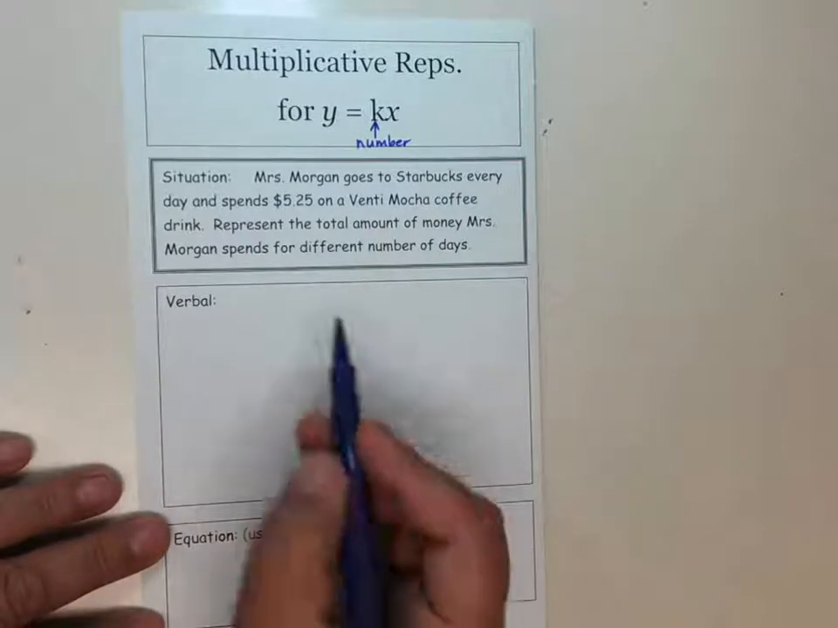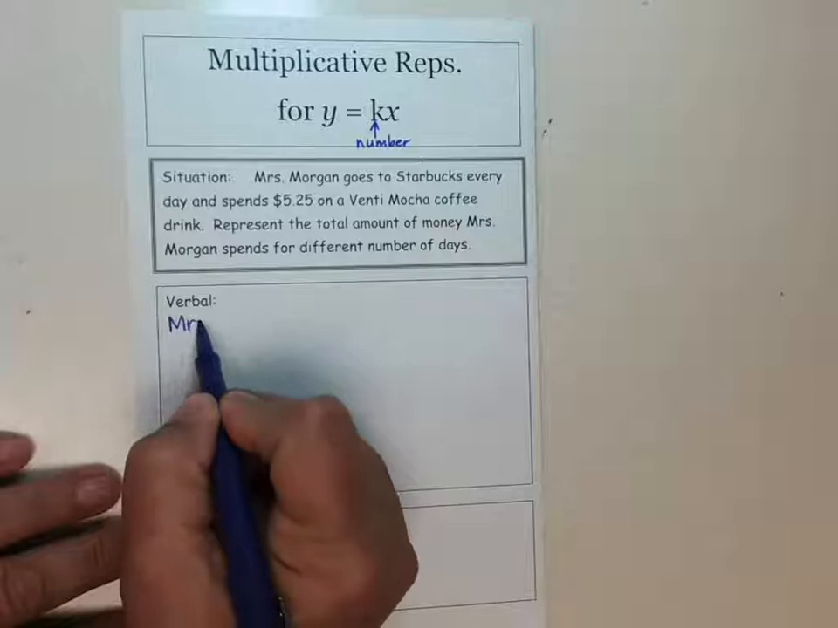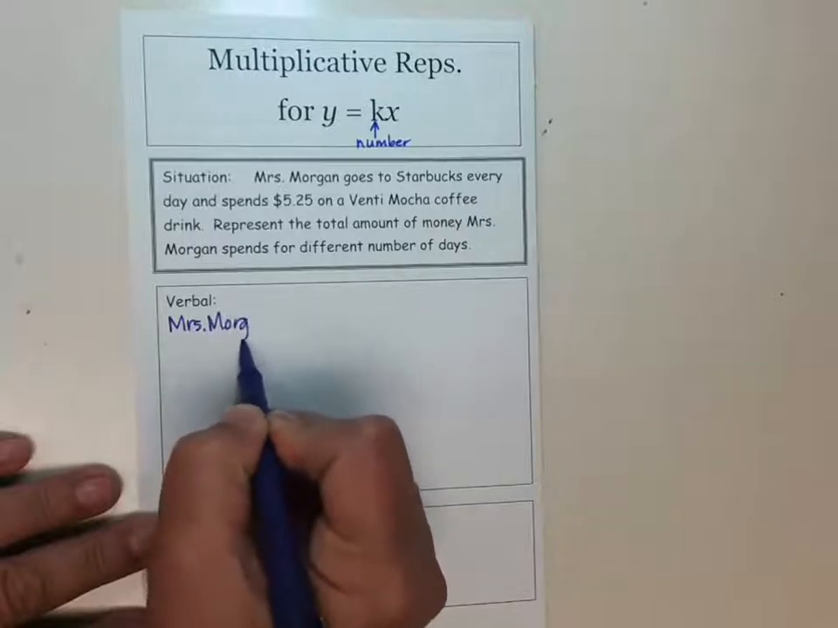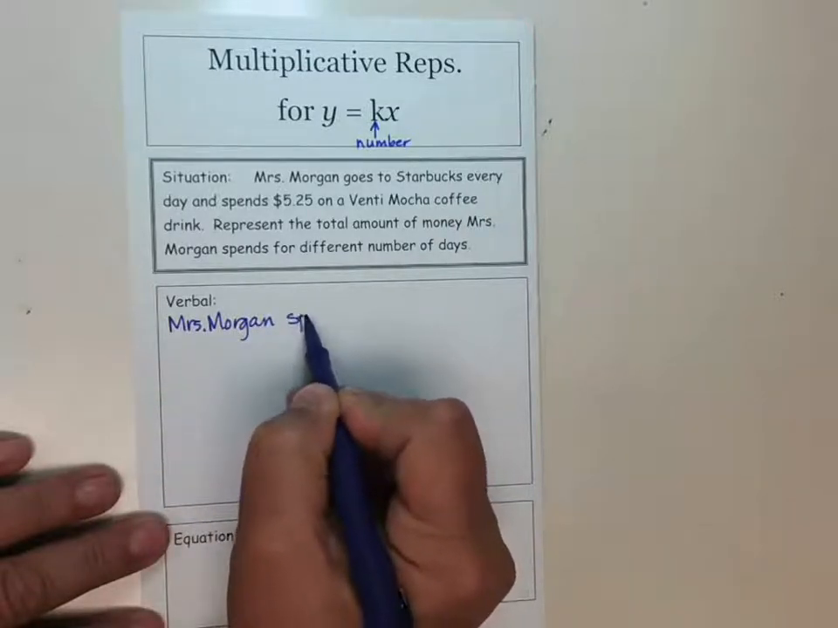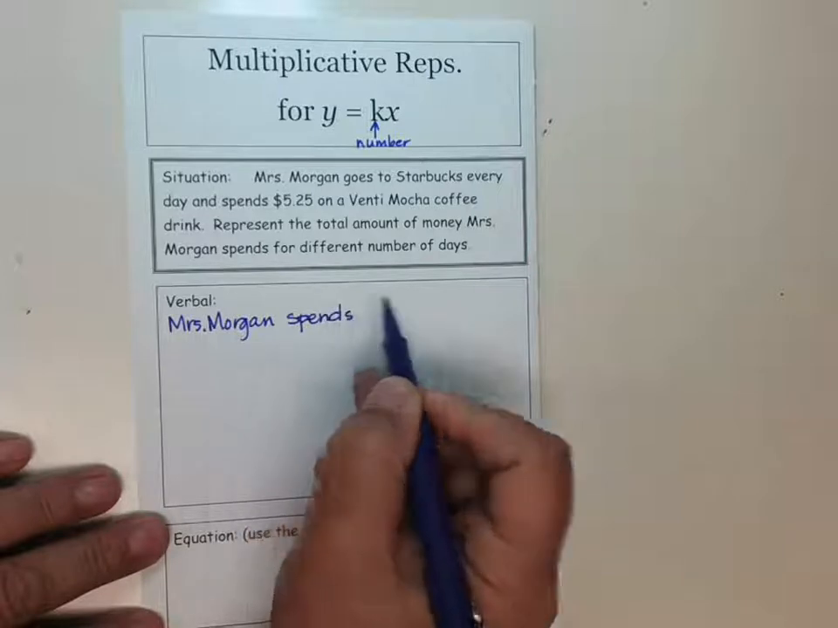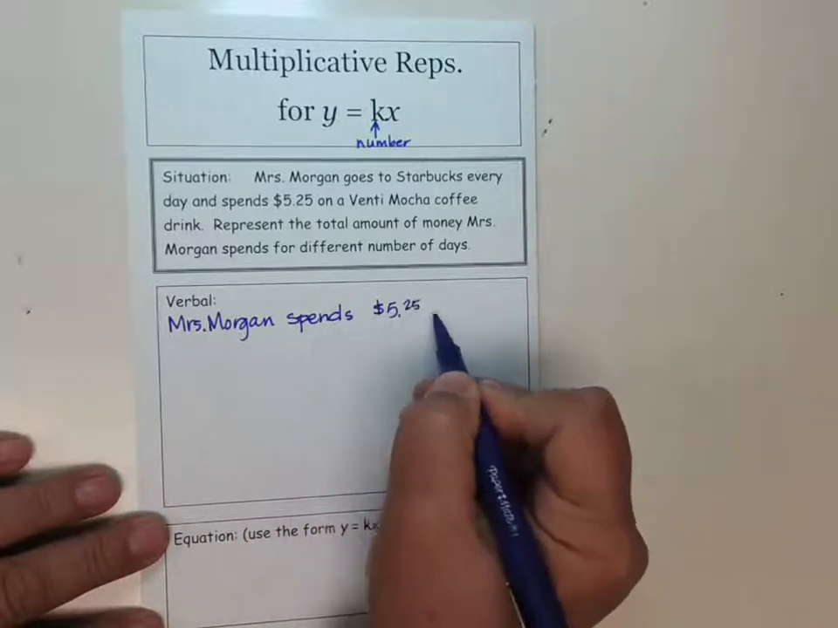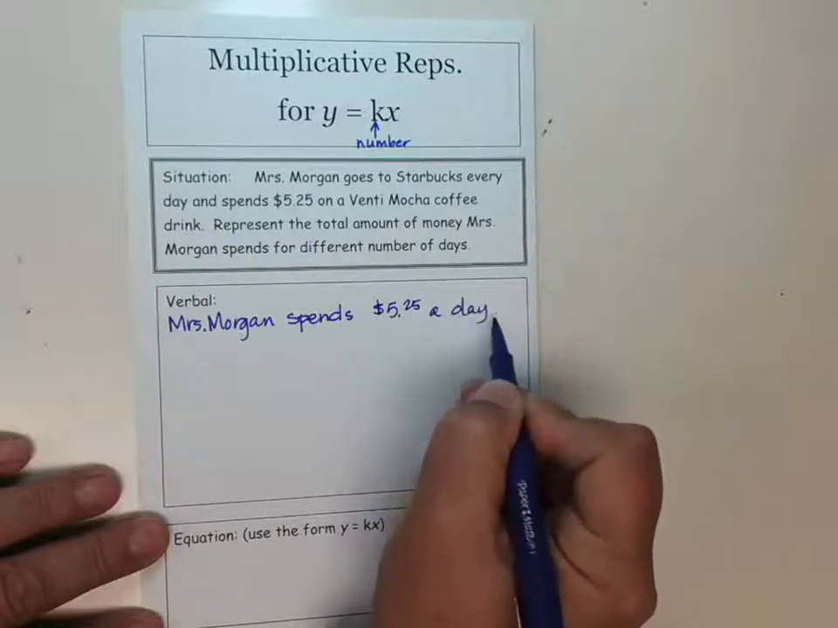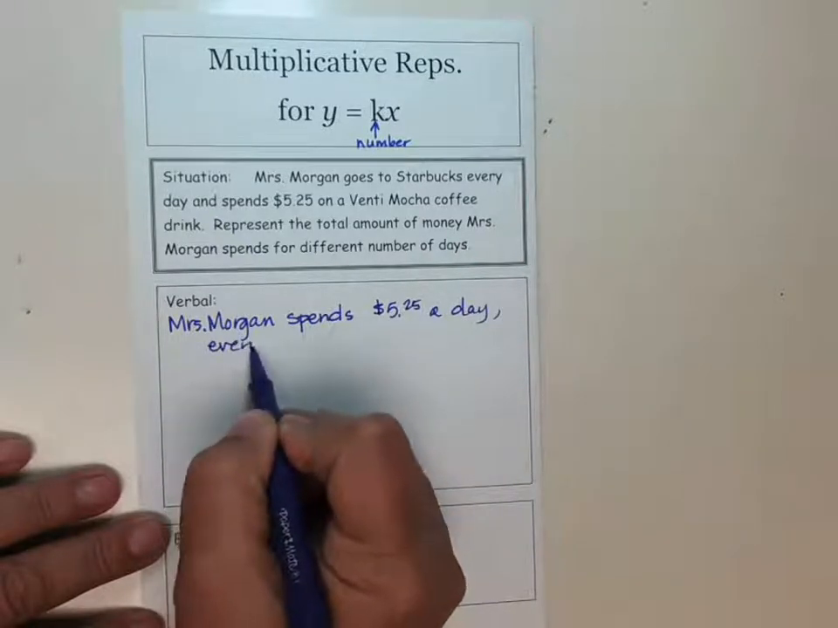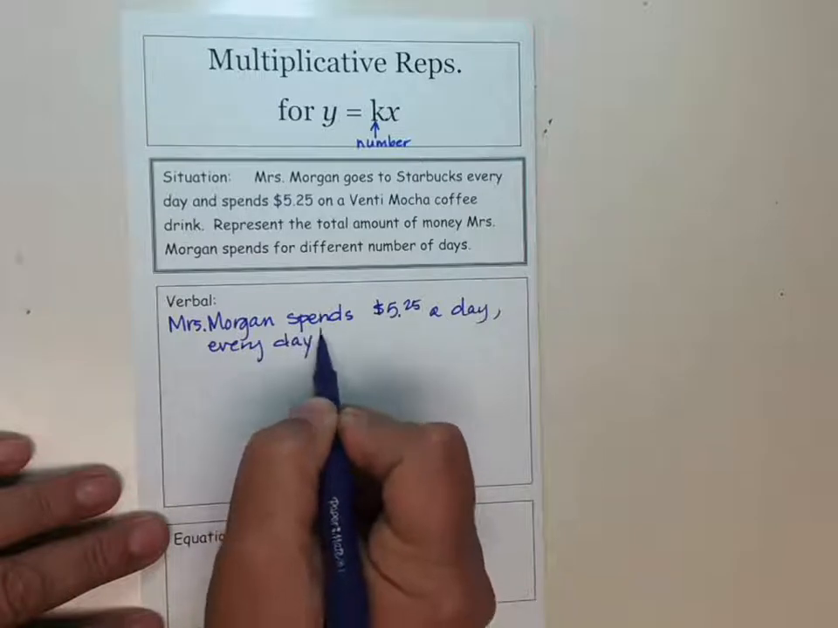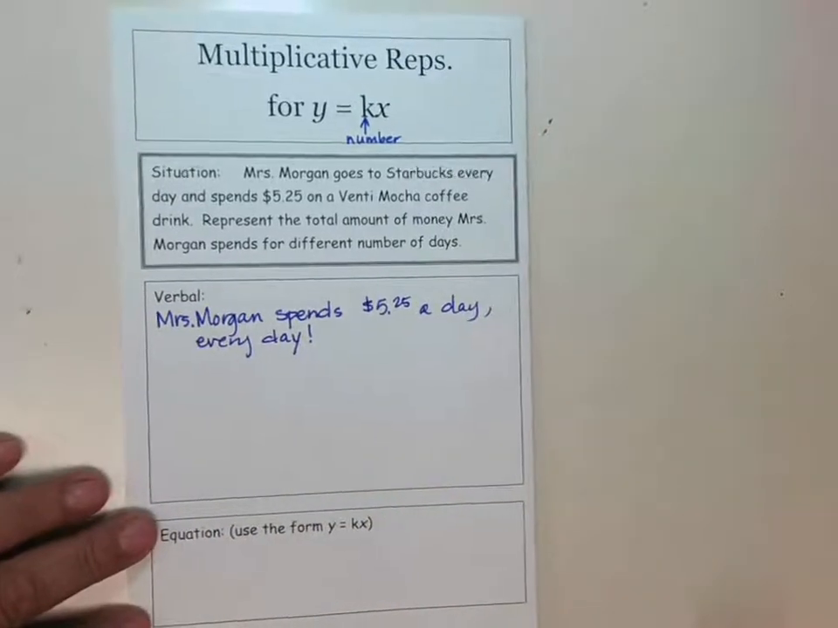So verbally, Mrs. Morgan spends way too much on coffee. Just kidding. Miss Morgan spends $5.25 a day. Every day. Mr. Morgan would hate that if this were true.